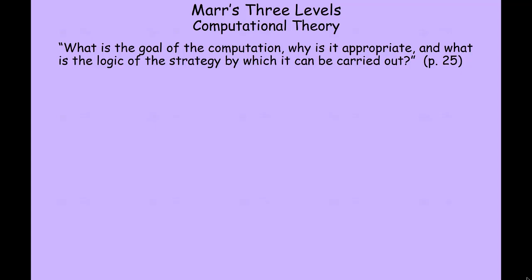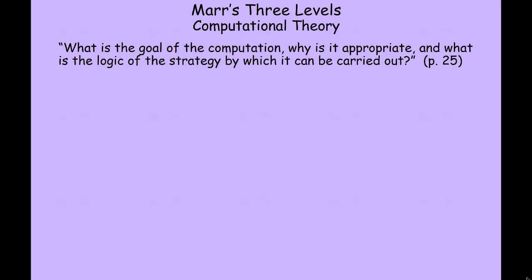So let's look at each of these three levels of analysis a little more closely. We'll start with the highest level, the computational theory. Now, Marr describes the computational theory as follows. What is the goal of the computation? Why is it appropriate? And what is the logic of the strategy by which it can be carried out?